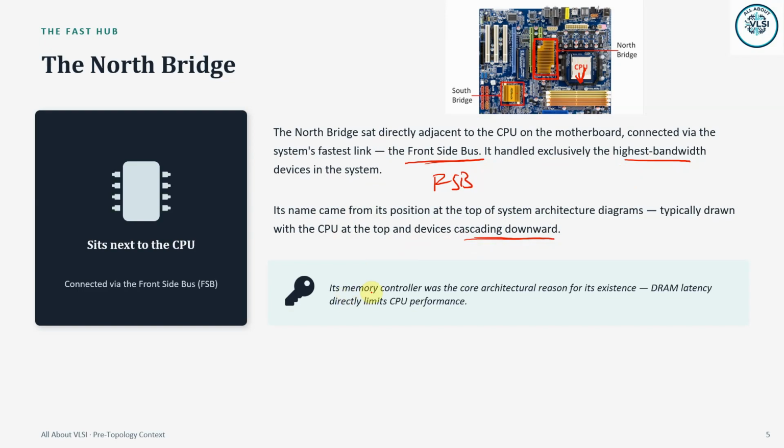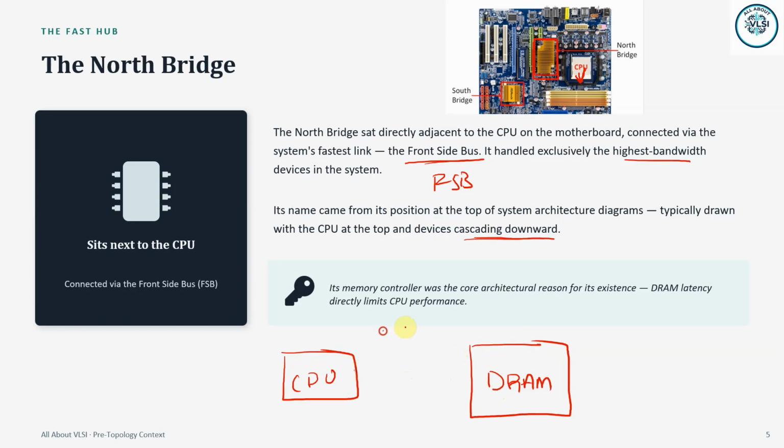Now, its memory controller was the core architectural reason for its existence. DRAM latency directly limits CPU performance. For example, if the CPU wants to communicate with the DRAM and perform memory operations, there will definitely be latency introduced due to these memory operations. So that's the reason the CPU is not going to directly deal with the DRAM. It is going to give those memory operations to the north bridge.